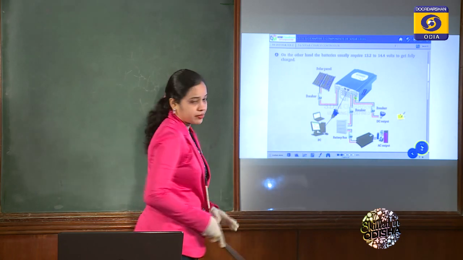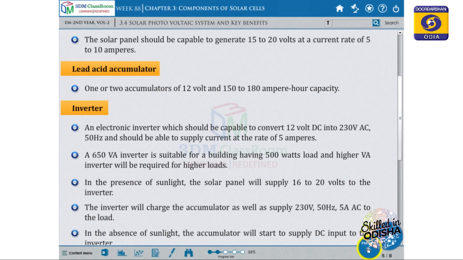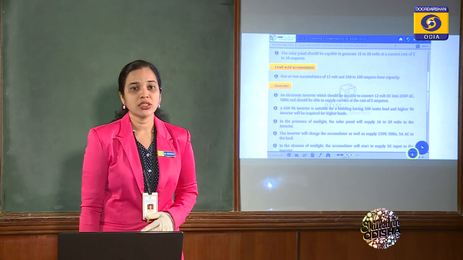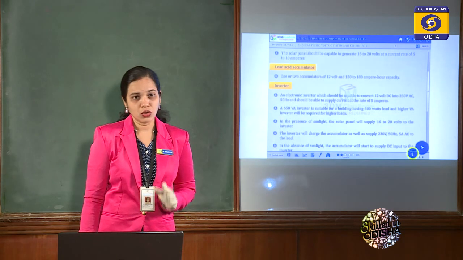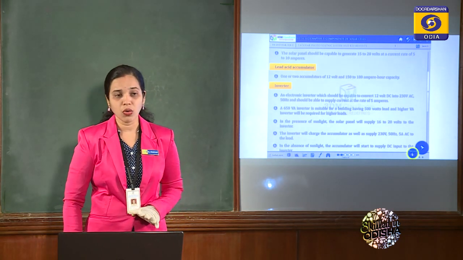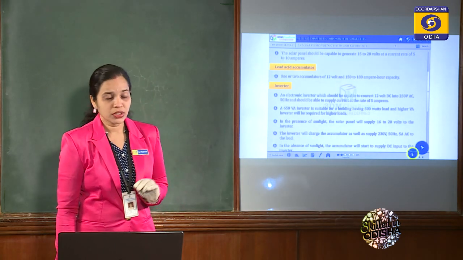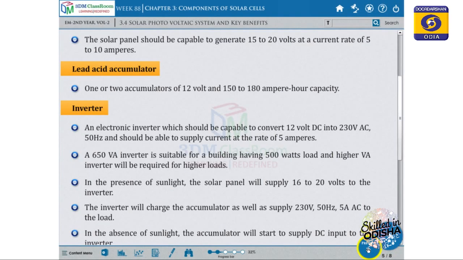Now the inverter actually converts the DC into 230 volt 50 hertz AC supply to the load, or the loads that are connected, or the equipment that is connected in our home. The inverter converts the DC input to AC and supplies it to our loads.